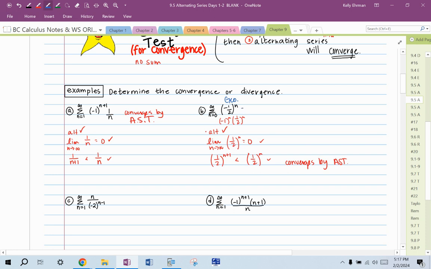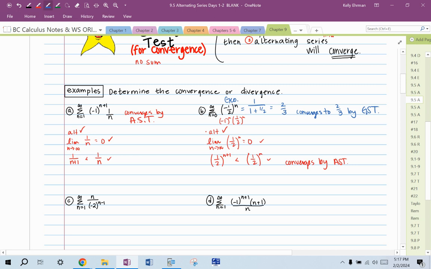So I know that this converges to a sub 0 over 1 minus negative 1/2, so plus 1/2. 1 over 3/2 is 2/3. So the geometric series test is better than the alternating series test in this case because not only can I say it converges, but I can say it converges to 2/3 by the geometric series test.